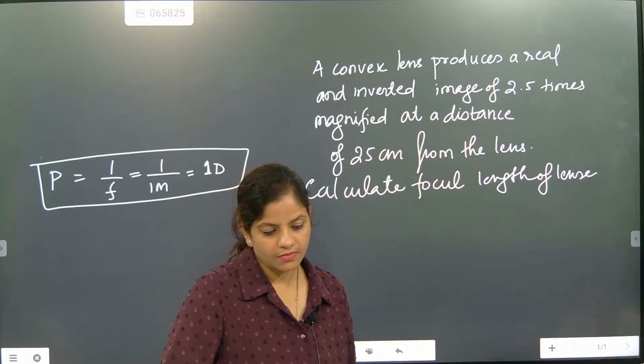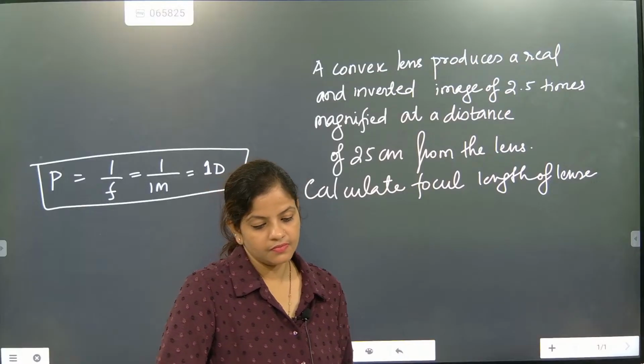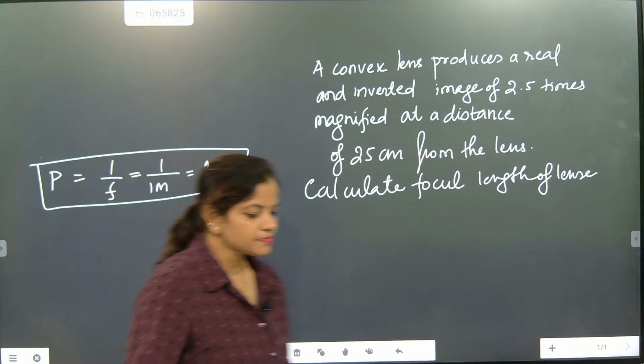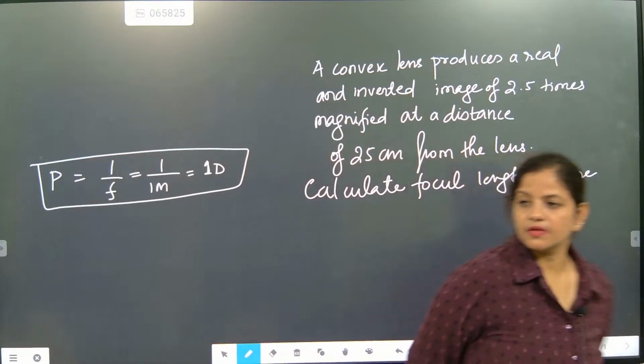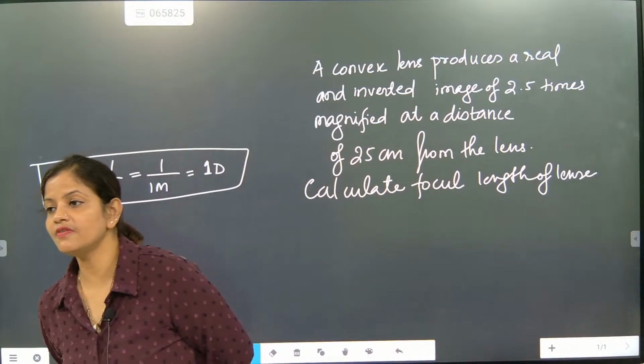Focal length 50 by 3 is wrong. 50 by 7. Absolutely, very good. Super. Anyone else solved? Divya, what is the answer coming? Beta, what is the answer coming? Check. Being solved.